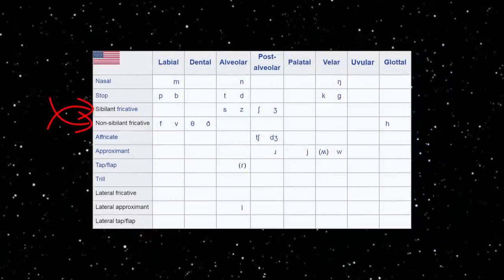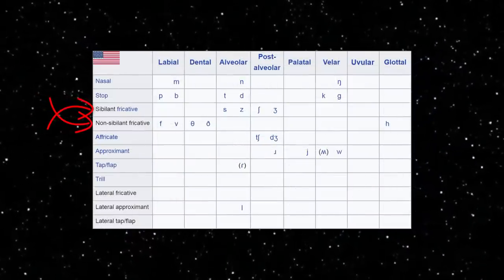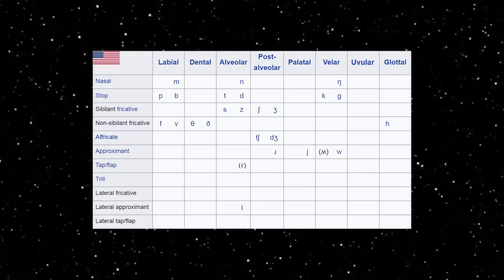Next, you got the fricatives, sounds that are created when air is continuously forced out of a small opening in the mouth. The ones that sound kind of hissy are distinguished from the other ones.